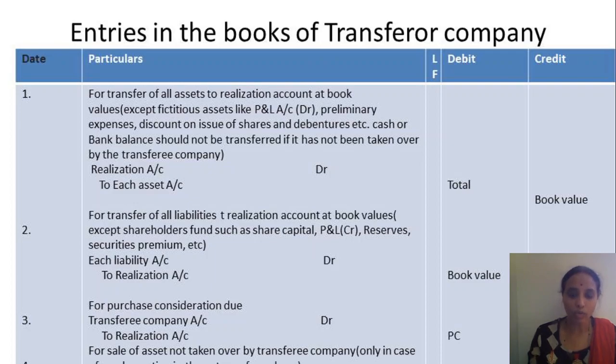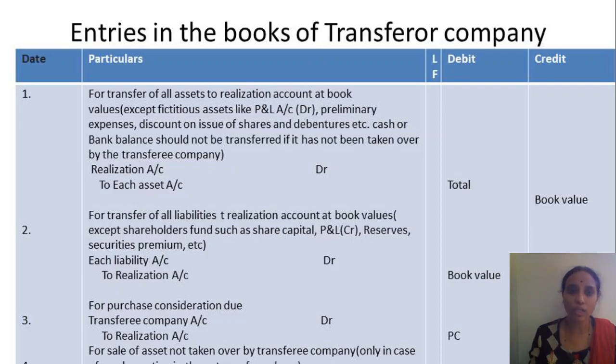So there are total 14 journal entries to be passed in the books of transferor company. First one is the format of journal entries, that is date column, particulars column, ledger folio column, debit and credit column. So first one, for transfer of all assets to realization account at book values.